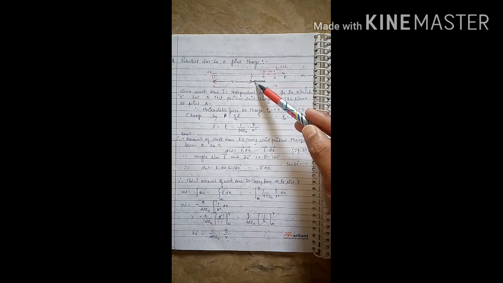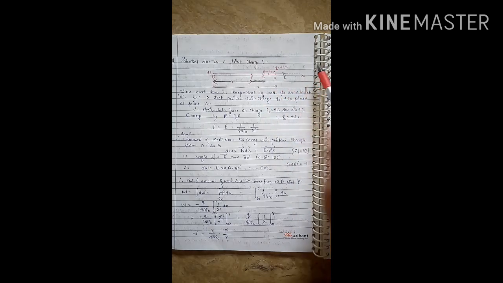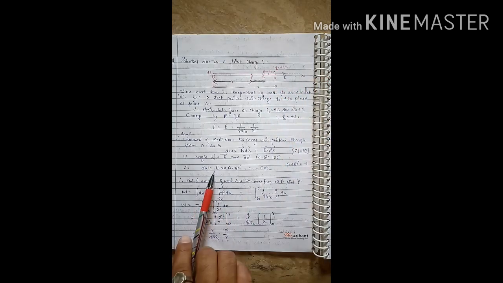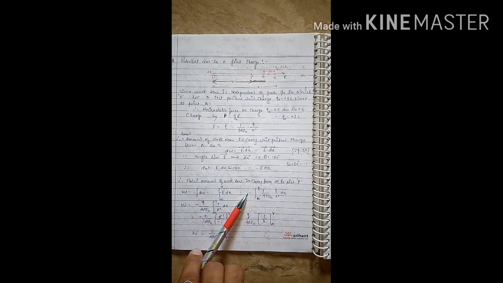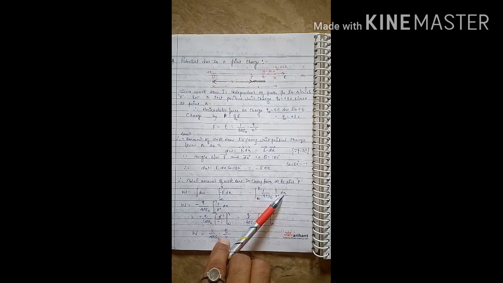So the total amount of work done to carry the charge from infinity to any point P is the integration of this elementary work done from infinity to r, with the limit infinity to r. So here W is equal to the integral from infinity to r of minus E dx, taking the negative sign common, and we will see that the value of E is 1 over 4 pi epsilon naught q by x square, times dx.